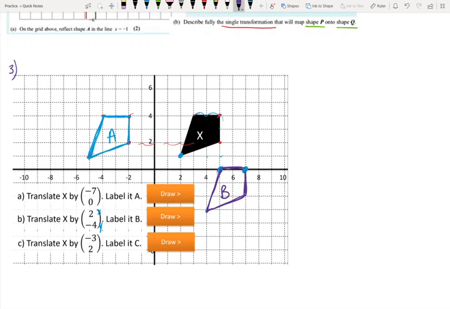Part C, translate X by (-3, 2). So you're moving along the x-axis minus 3 units, and along the y-axis 2 units. So you start with minus 3, so you're going to the left, 1, 2, 3. Then you're going up by 2, 1, 2. And here you're going 1, 2, 3, 1, 2. And this one would be 1, 2, 3, 1, 2. And 1, 2, 3, 1, 2.